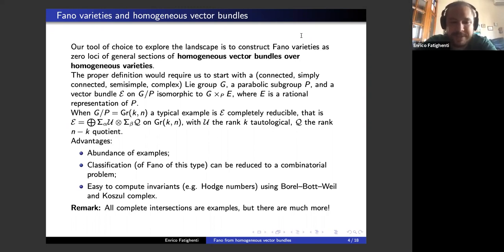The second, which is probably the biggest advantage of this method, is that the classification of Fano varieties of this type, and I stress of this type, can be reduced to a combinatorial problem. And combinatorial, of course, does not mean easy in general, but we do have more tools to address it. And finally, it's easy to compute meaningful invariants of the Fano varieties, for example Hodge numbers, using the Borel-Bott-Weil theorem, the Koszul complex, and other standard tools in representation theory. In the next slide, I'm going to do a lot of examples, but maybe the example 0 of varieties defined this way is that all complete intersections are, in fact, examples of this type. But of course, there are many more.